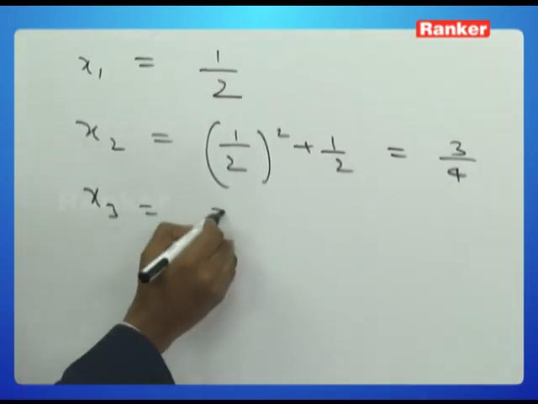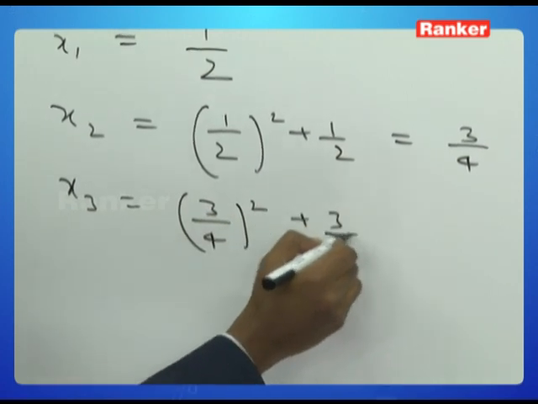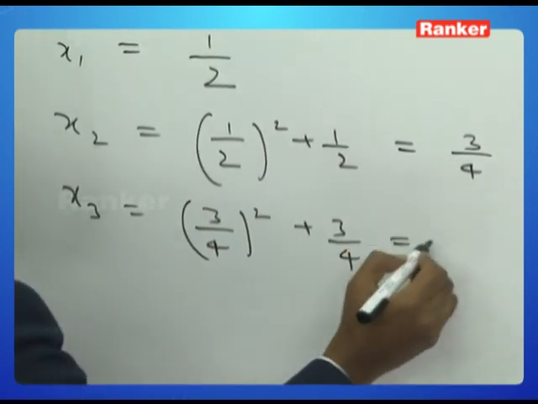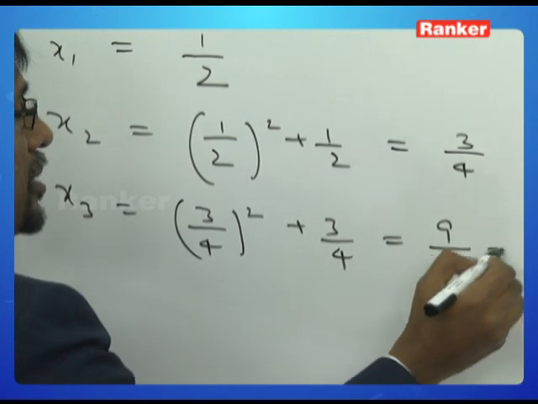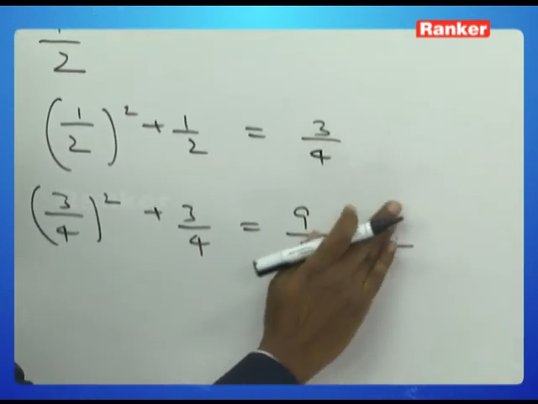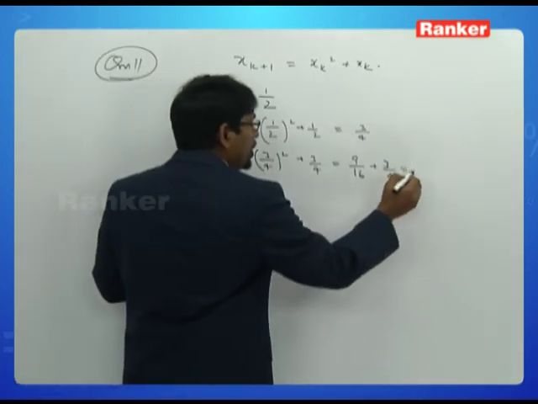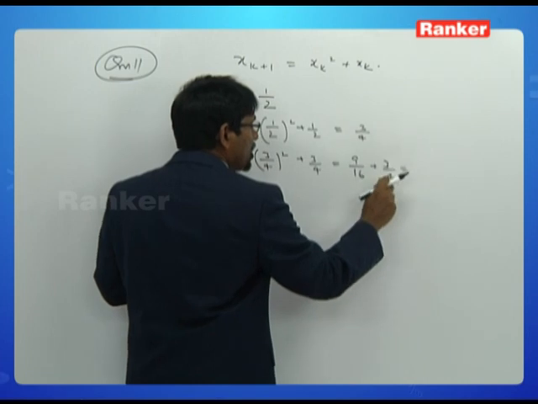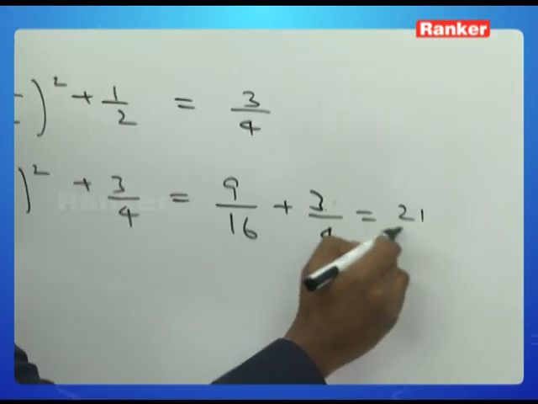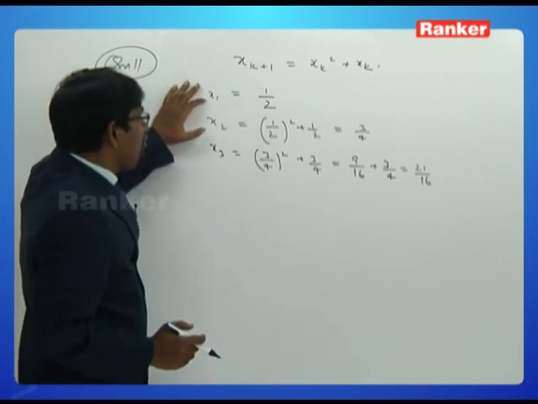x3 is 3 by 4 square plus 3 by 4. That is 9 by 16 plus 3 by 4. Okay. So we can write this as 12 by 16. So 21 by 16 there. We find some pattern in this.